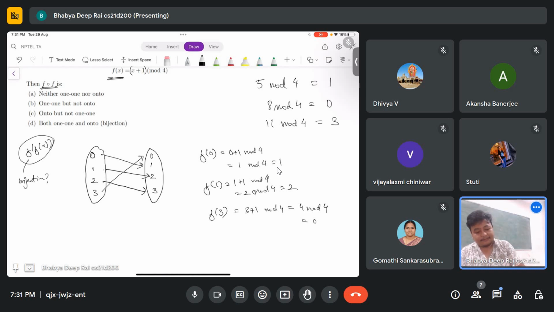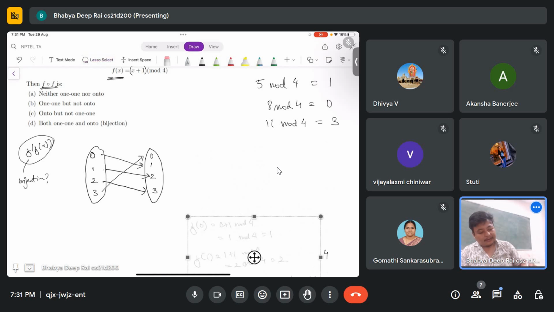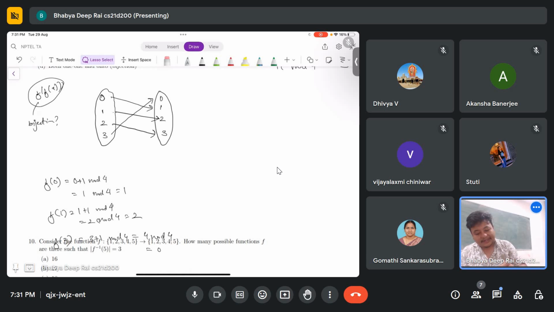I get this. So far, I see that this is a bijection.